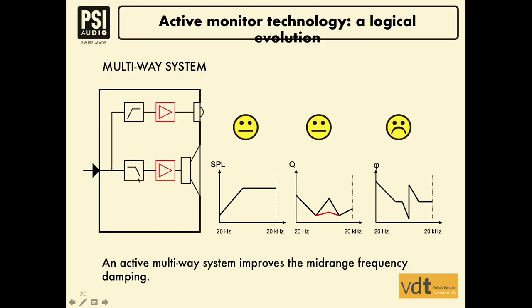So then the other system you can do is have an active crossover. So here you have one amplifier for each driver, perfectly adapted to each driver, one for the high frequencies and one for the low frequencies. And with this, you can reduce the distortion a lot in the crossover area, but you're still not perfect.